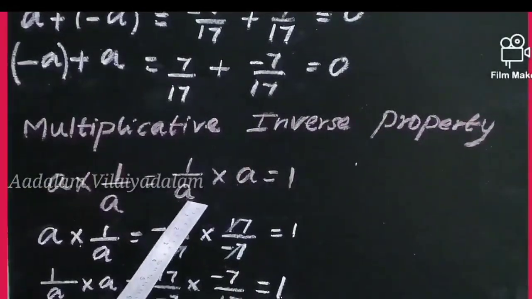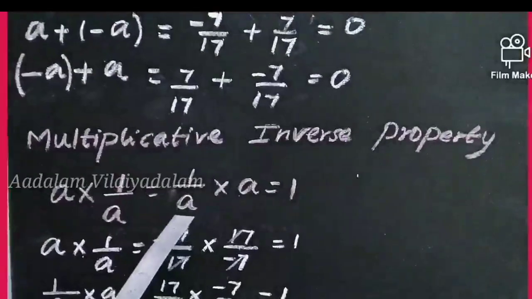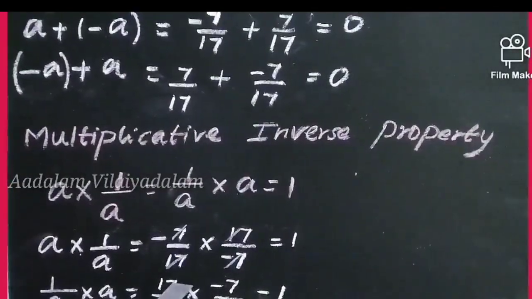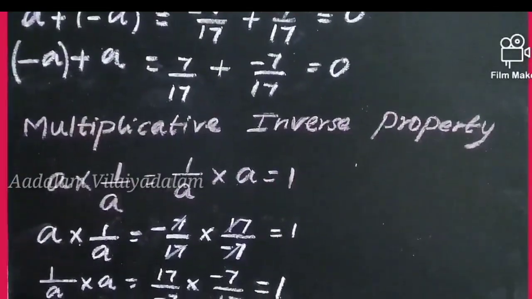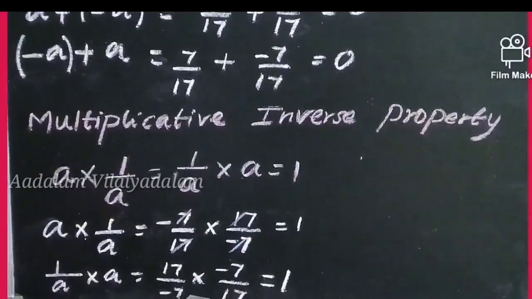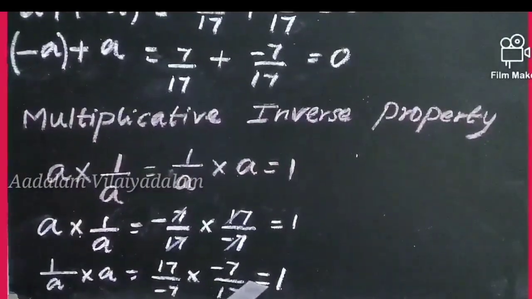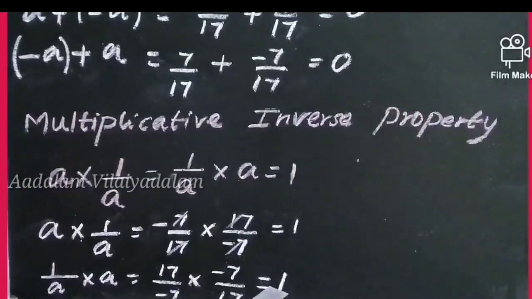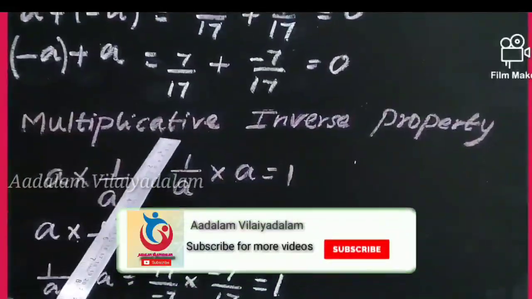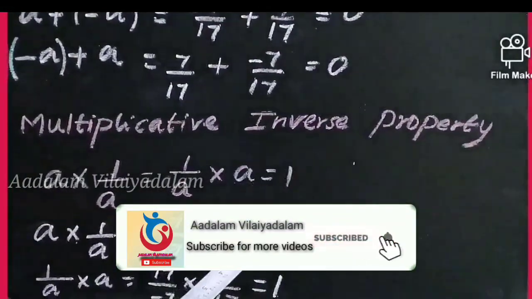Here we have to find the RHS value. First you write 1 by A value. 1 by A equal to 17 divided by minus 7. A value is minus 7 by 17 equal to 1. So both the values equal 1. Therefore, multiplicative inverse property is verified.